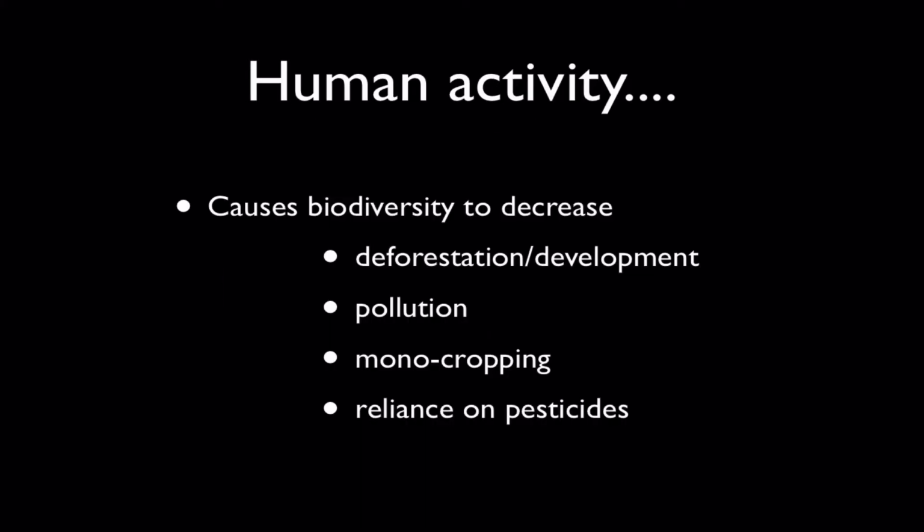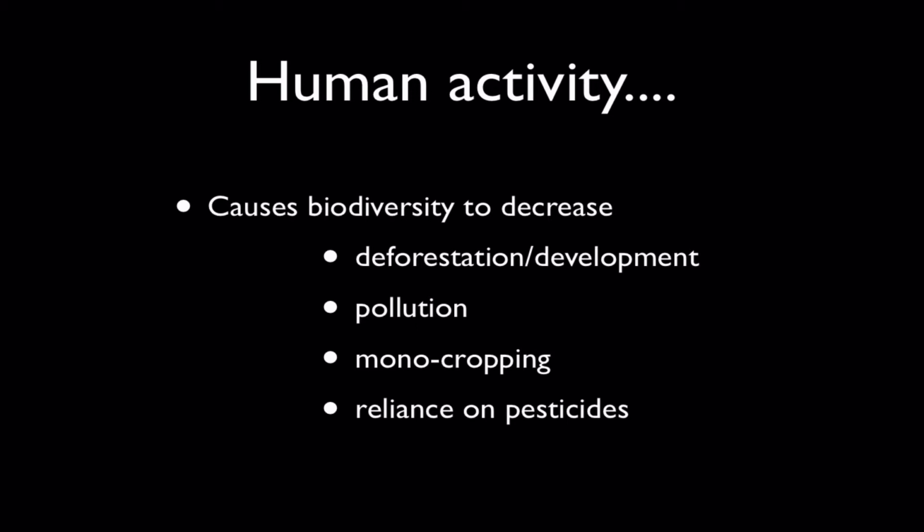Finally, human activity. Probably the number one reason why biodiversity on the whole planet is decreasing is because of people. There's a lot more people today. I think the last time I checked, we're up to over 7 billion humans on the planet. And that's probably going to double in the next 20 to 50 years if things keep going the way they go. And humans, of course, need space, so they're going to develop and deforest areas.